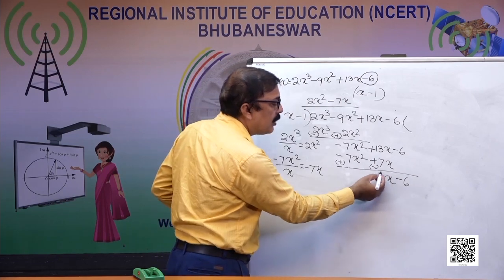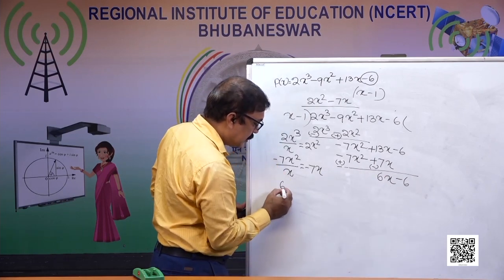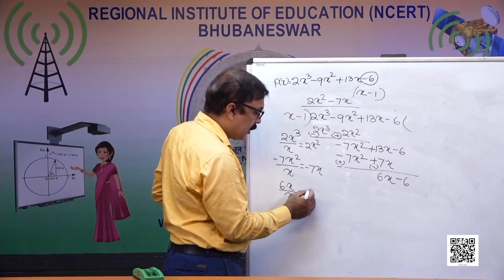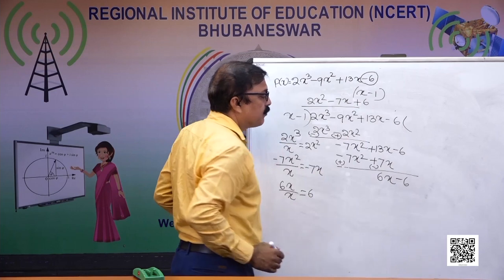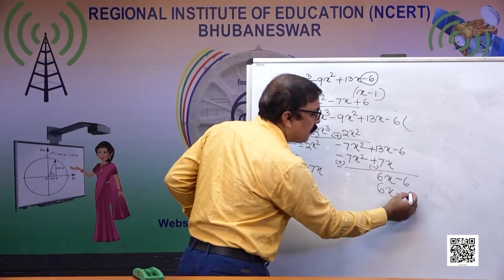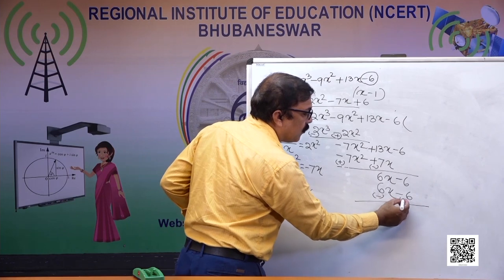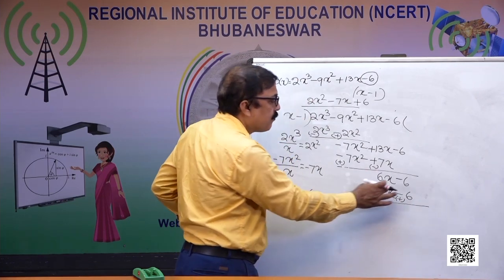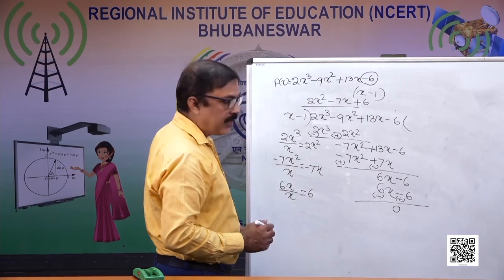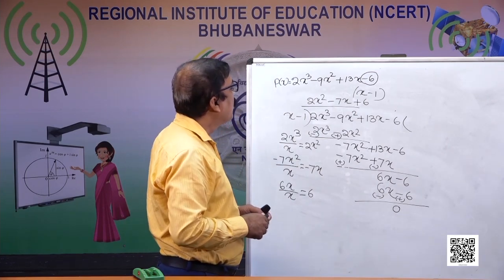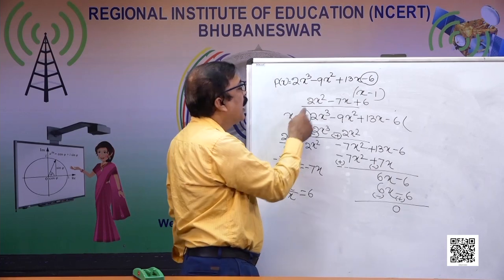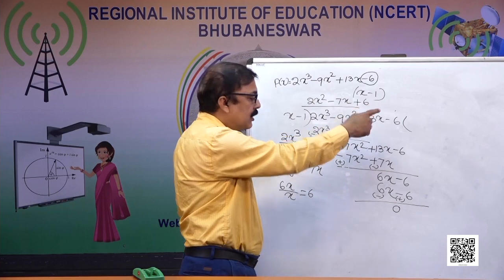So the first term of the new dividend is 6x. So 6x by x, the first term of the divisor, gives 6. So this is plus 6. So 6 into x gives 6x, and 6 into minus 1 gives minus 6. So by changing the sign, we get 6x minus 6x is 0, minus 6x plus 6x is 0. So this becomes 0. Now we can write this polynomial 2x cube minus 9x square plus 13x minus 6, the divisor is x minus 1, and 2x square minus 7x plus 6 is the quotient, 0 is the remainder.